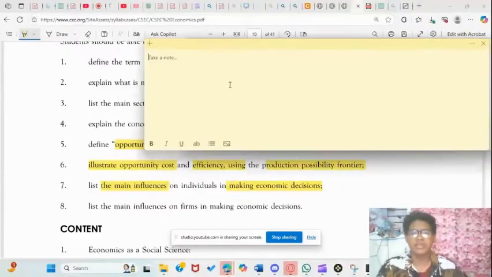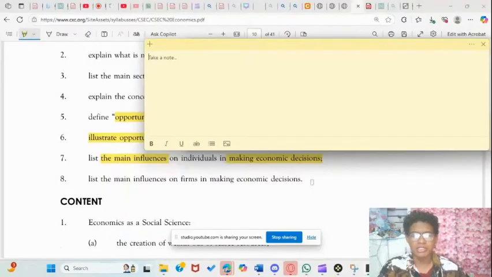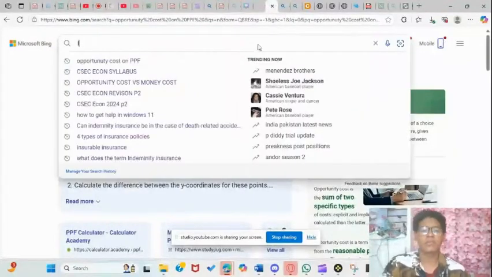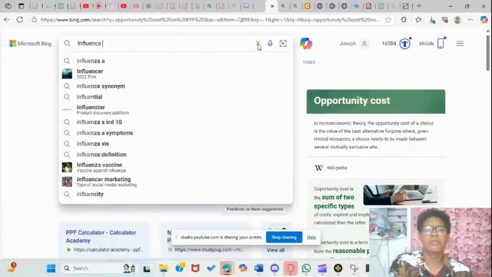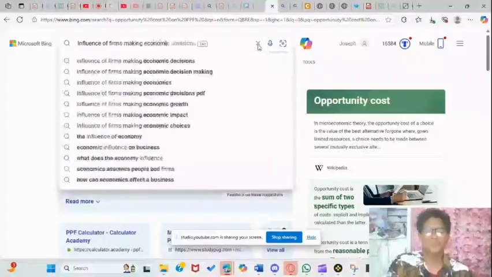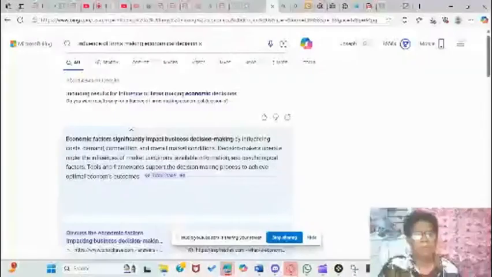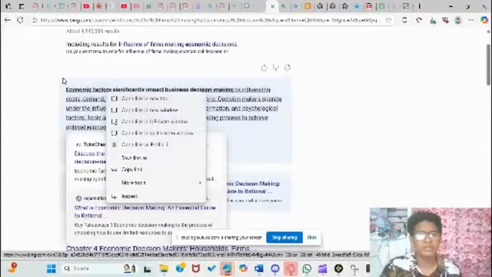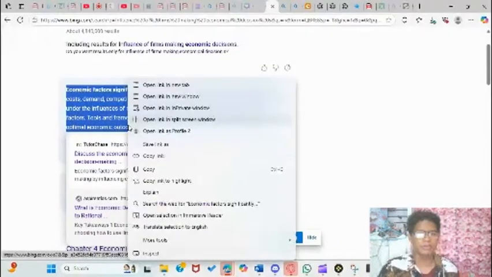So let's create a whole lot of templates so we could take better notes. List the main influences on firms making economical decisions. Let's just sort that up so I can make sure I'm accurate. Let me just take this right down, we could use it for referencing.